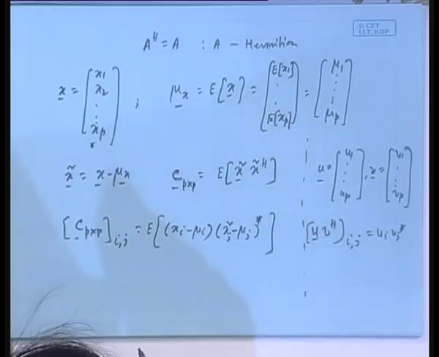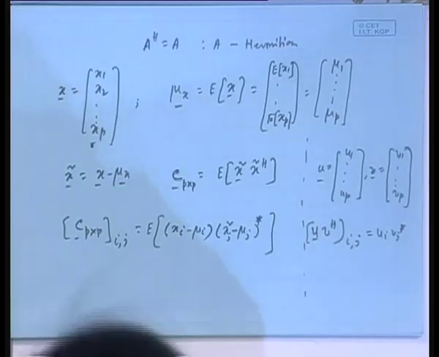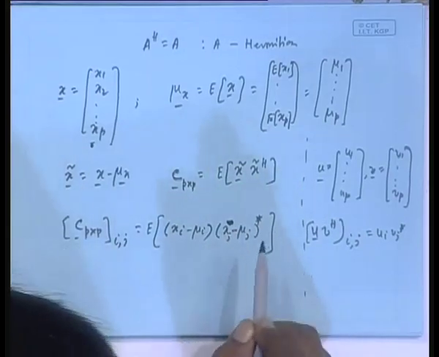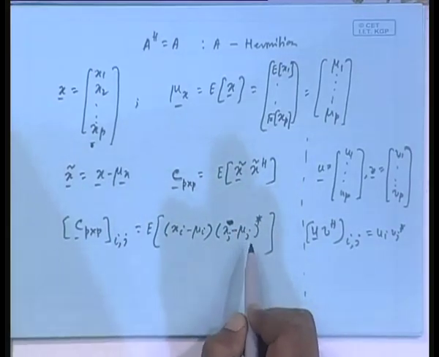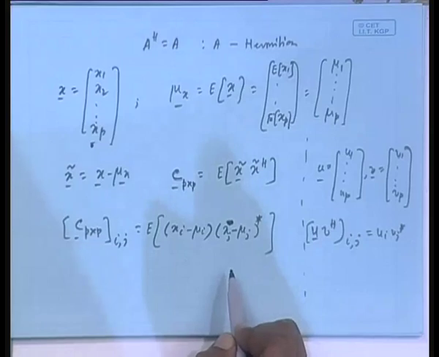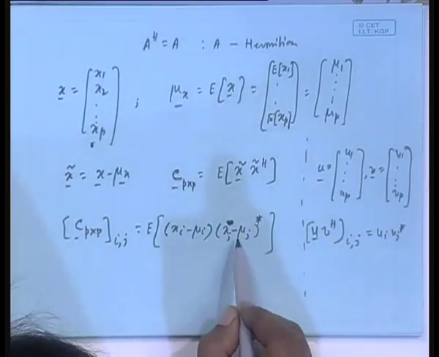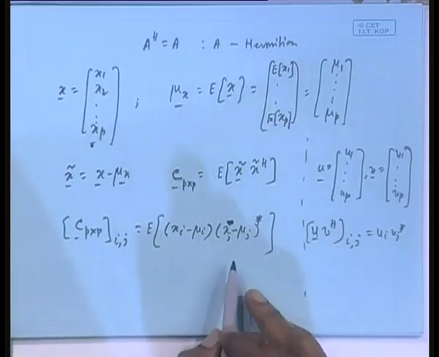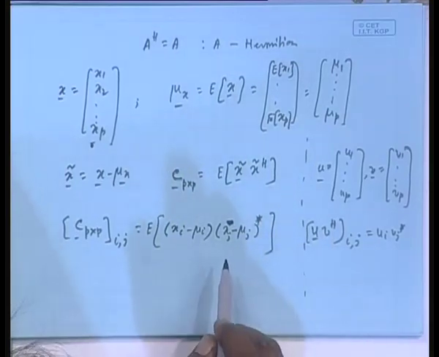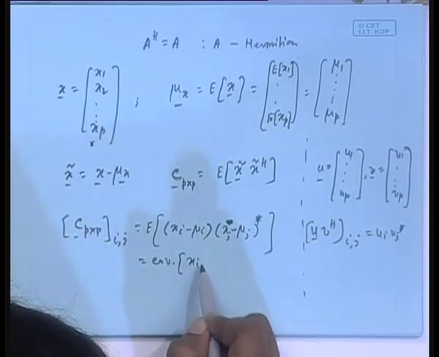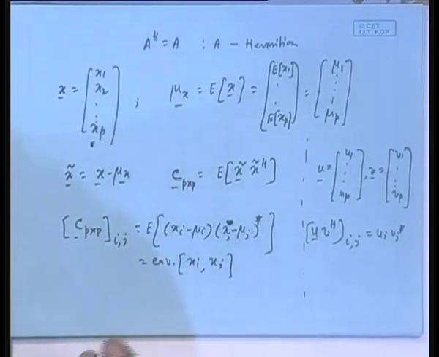Sorry, no tilde, I am sorry. It is xj minus mu j, star. That is coming from the tilde vector: xj minus mu j star. So, obviously, this is the covariance between xi and xj.